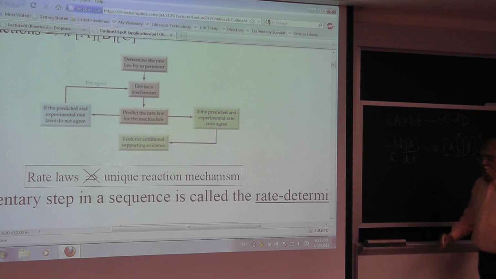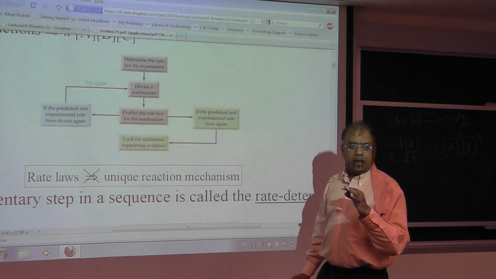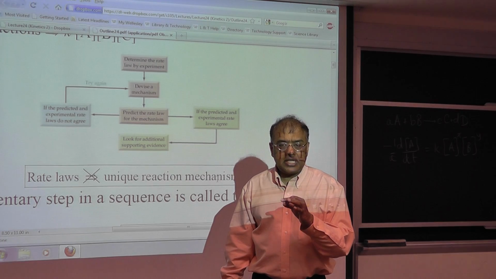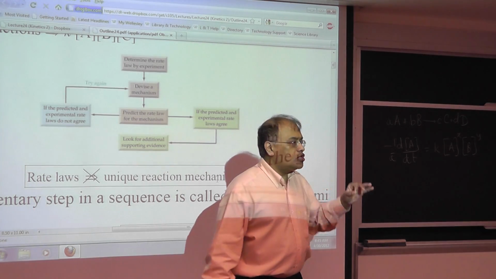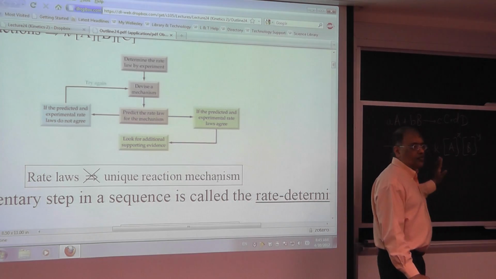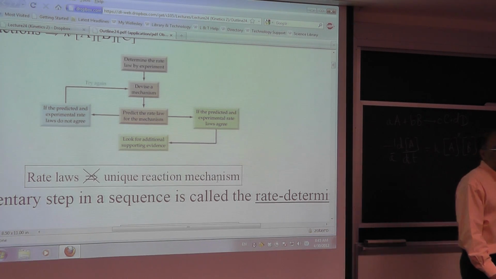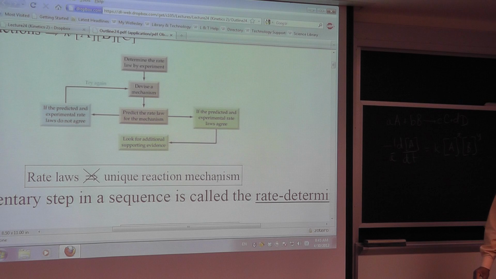Sorry, let me repeat that. If you have a slow step, the rate law for that slow step is going to be the rate law for the overall reaction. Okay? Those are two of the simplest rules that you're going to learn in this course. There are many, many more rules that you will learn in your first semester physical chemistry course.